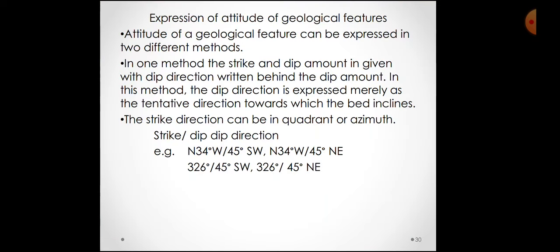Expression of attitude of geological features. Attitude of geological features can be expressed in two different methods. In one method, the strike and dip amount are given with the dip direction written behind the dip amount. In this method, the dip direction is expressed merely as the tentative direction towards which the bed inclines. The strike direction can be in quadrant or azimuth.